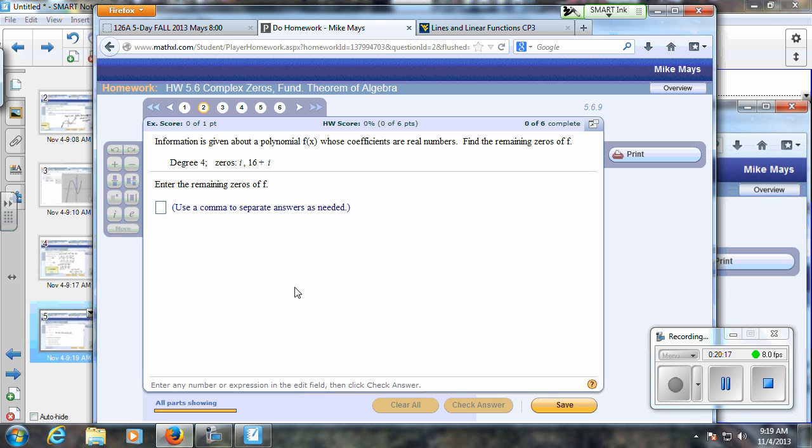Coefficients are real numbers. So the fact that the coefficients are real numbers means that the complex solutions occur in conjugate pairs. So there is I. So the conjugate of I is minus I, and the conjugate of the other one, 16 plus I, is 16 minus I.